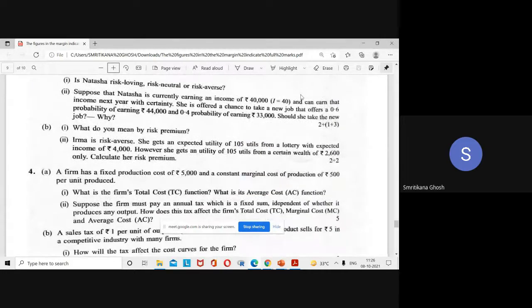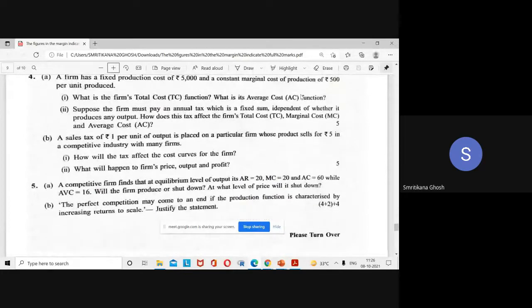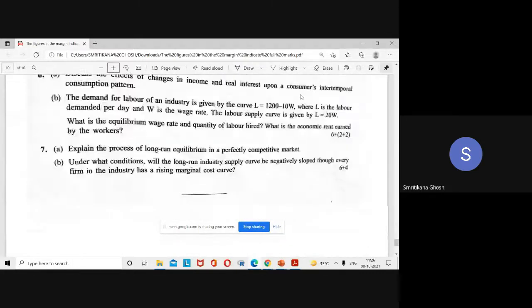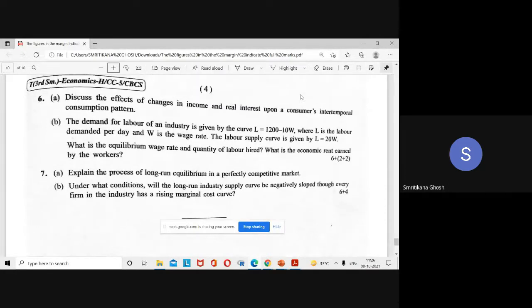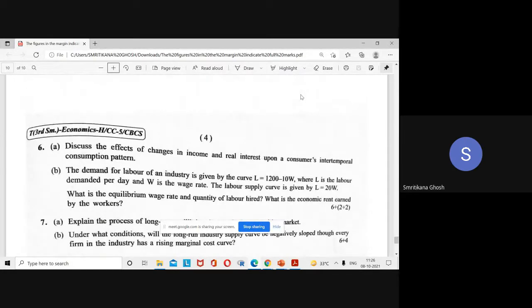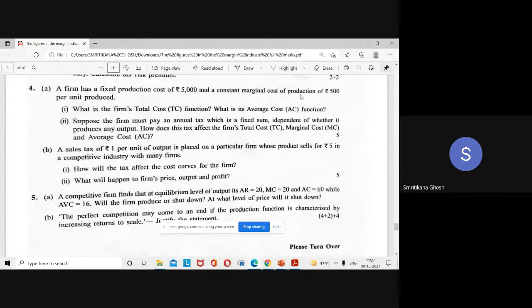Natasha's utility function, risk premium, fixed production cost. No, no question from production only. Oh, what is that? Long run equilibrium, perfect competition. No. So many questions are there from intertemporal choice or from uncertainty. Just check it in your LMS and solve it. Okay.